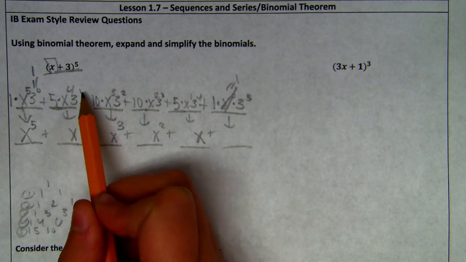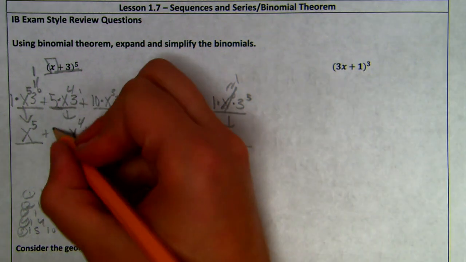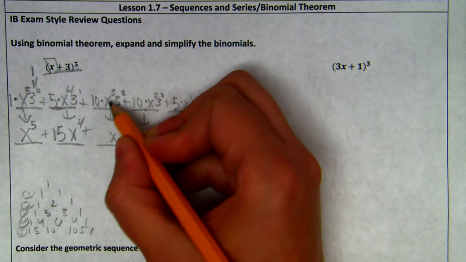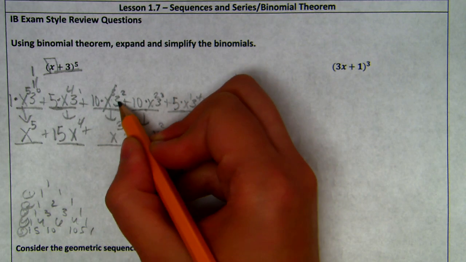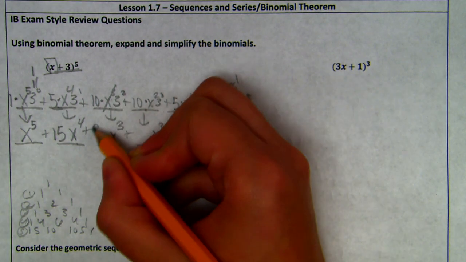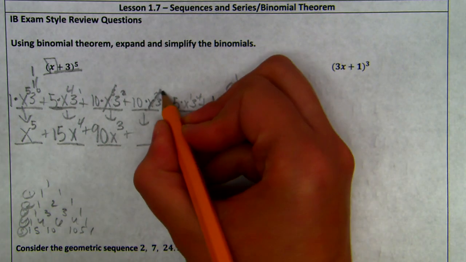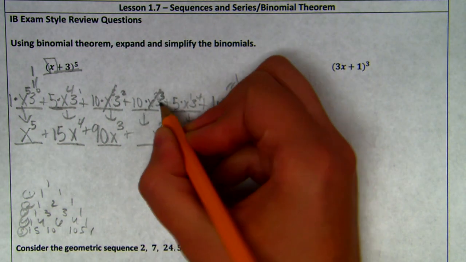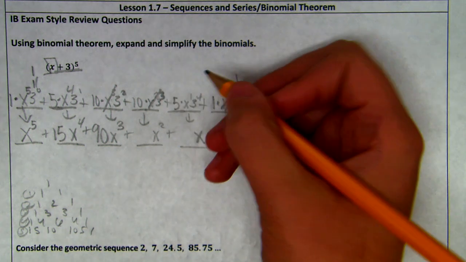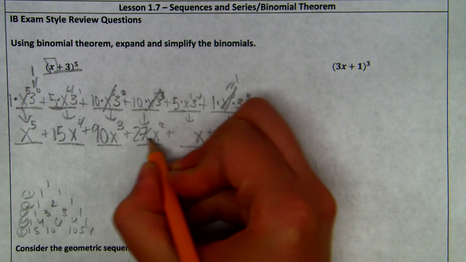Good. So looking at this line, I have x to the 4th, but my terms that aren't variables, I have 5 times 3 to the 1st. 5 times 3 is 15. Here, I brought down my x to the 3rd, so I just have 10 times 3 to the 2nd. 3 squared is 9. 9 times 10 is 90. Here, I brought down my x squared, so I just have 3 to the 3rd power times 10. 3 to the 3rd power is 3 times 3 is 9 times 3 is 27. 27 times 10 is 270.